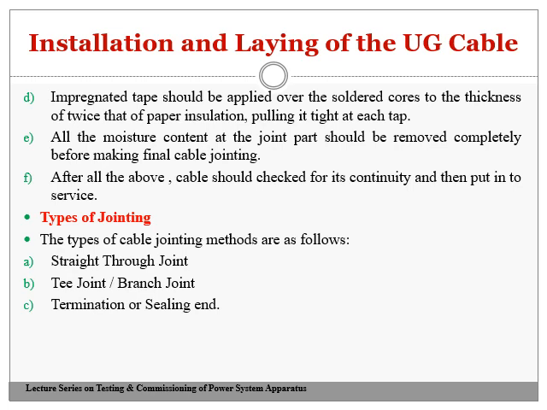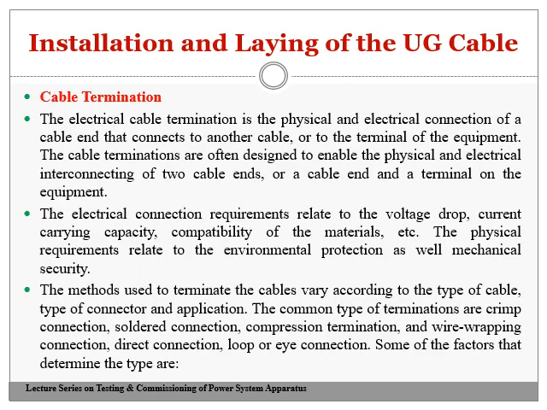The types of cable jointing methods are as follows. It may be a straight through joint, T-joint, or sometimes also called a breech joint, and termination or sealing. Let us come to the termination.